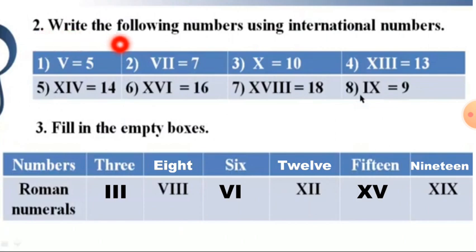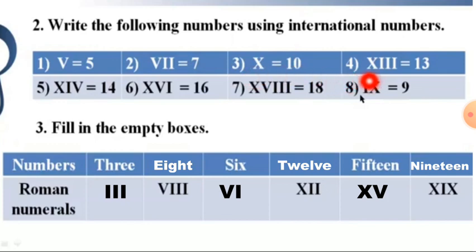Question number 2. Write the following numbers using international numbers. Students, already the Roman numerals has been given to you. You have to write the value in the international numbers. You can write one below the other also. First is V. The value of V is 5. Second, VII. The value of this is 7. Third, X. The value of X is 10.